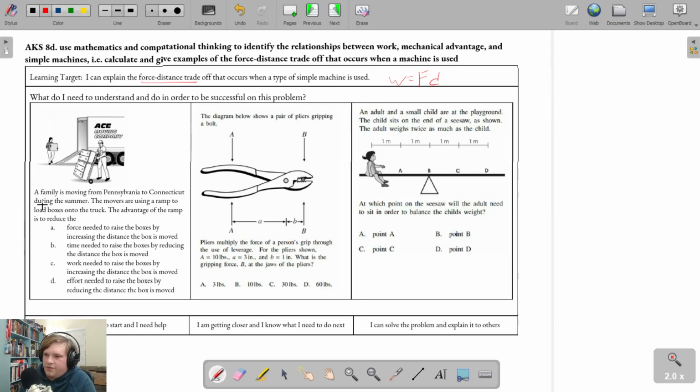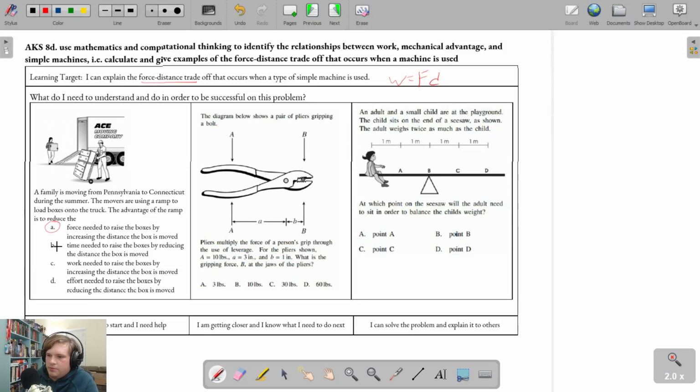A family is moving from Pennsylvania to Connecticut during the summer. The movers are using a ramp to load boxes onto the truck. The advantage of the ramp is to reduce the... Okay, so a ramp increases the distance, so we're looking for reducing the force to make the work easier. It reduces the force needed to raise the boxes by increasing the distance the boxes moved.